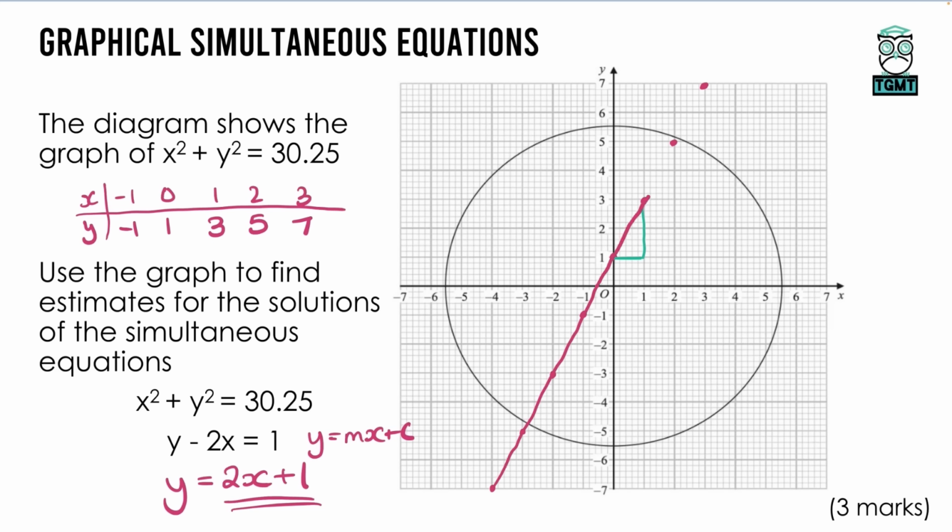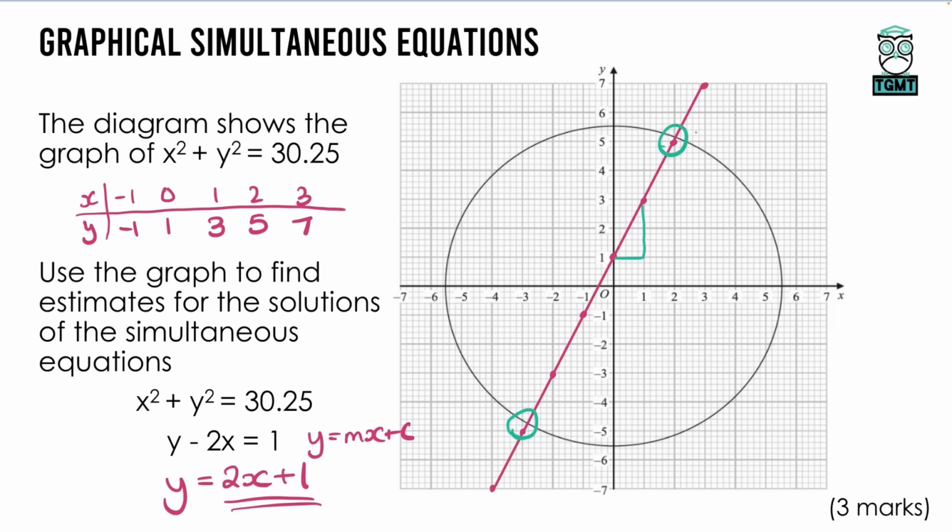Now once I've drawn that, it wants me to use the graph to find estimates for the solutions of the simultaneous equations. So I actually want to find the x and y values at the point where they cross over. That's quite hard to read. So we are only finding estimates. So I want to find these numbers here. So on this particular one, not the easiest to see.